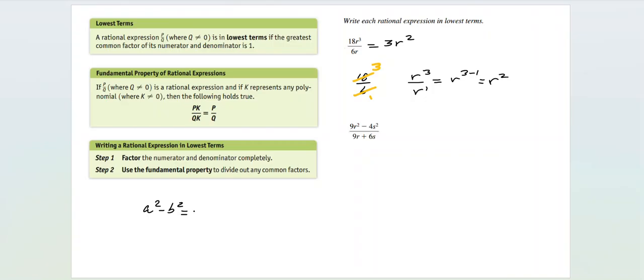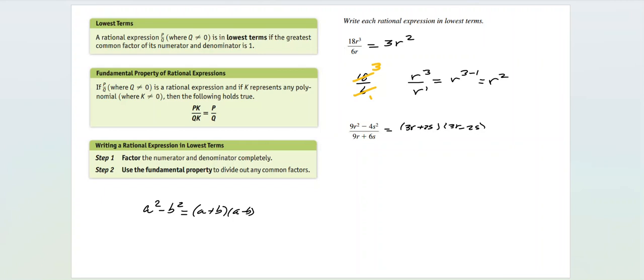A squared minus b squared is equal to a plus b times a minus b, right? So I will be factoring here this 9r squared minus 4s squared. The factorization of this would be 3r plus 2s and 3r minus 2s, right? You can now multiply to make sure that it's correct.